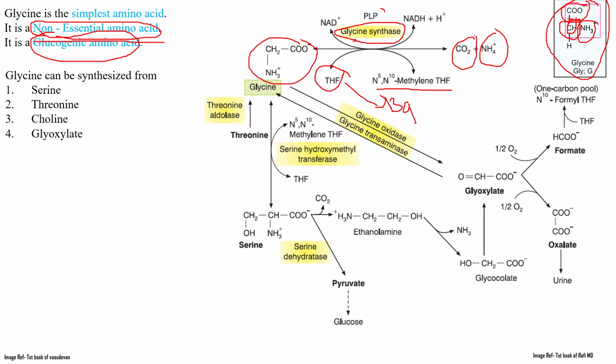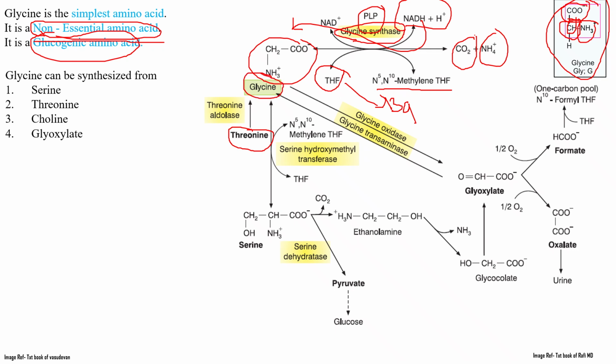Along with that, we require the coenzyme PLP. NADH is also a coenzyme, where NADH is converted to NAD because the hydrogen is donated by NADH and taken up to form glycine. So that is one of the reactions where we give carbon dioxide and ammonia, along with a one-carbon donor, in the presence of the enzyme glycine synthase, and it forms glycine. Another one is threonine. Threonine, in the presence of the enzyme threonine aldolase, is broken down to form glycine. Aldolase is something like cutting.